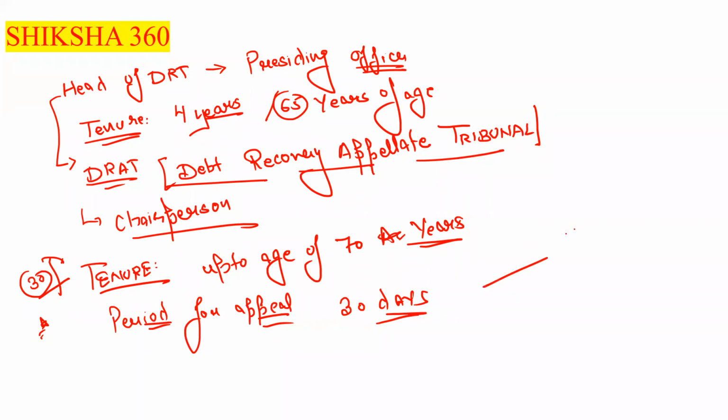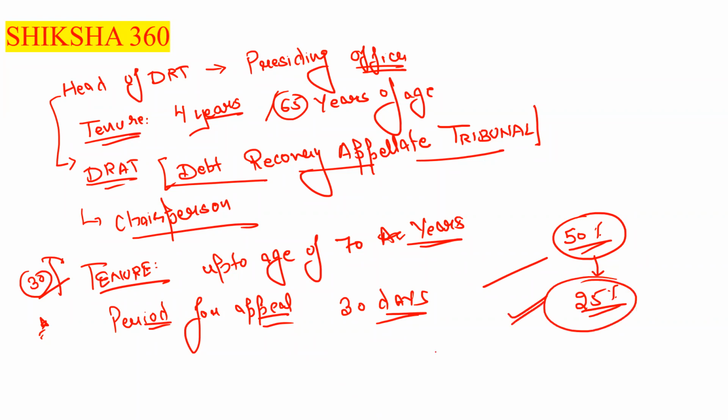Earlier the amount we had to deposit was at least 50%. Clear. Basically 50% of the judgment amount on which the case is going. And now that amount is going to be reduced to 25%. Okay. So these are some of the important points regarding the DRAT.